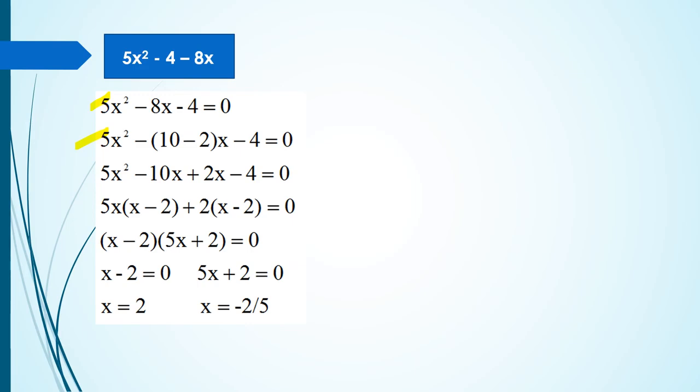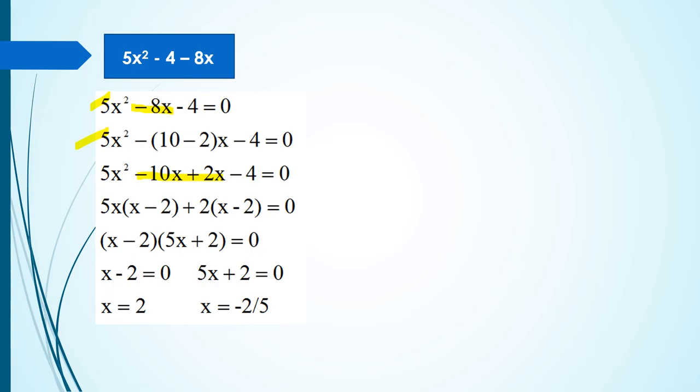5x square minus 8x minus 4 is equal to 0. I can write 5x square, in place of 8x I am writing minus 10x plus 2x, whose product is minus 20, minus 4 is 0. Applying distributive property, 5x square minus 10x plus 2x minus 4. If you check from here also, minus 10x plus 2x is equal to minus 8x, no doubt. Now we have four terms. Go for grouping of first two terms as one group and last two terms as one group.